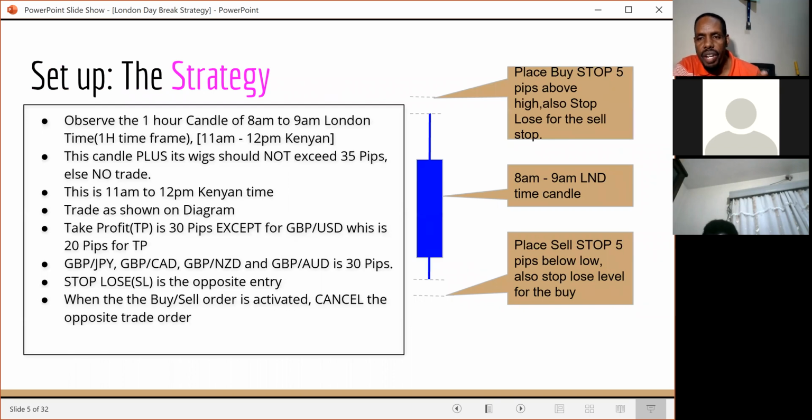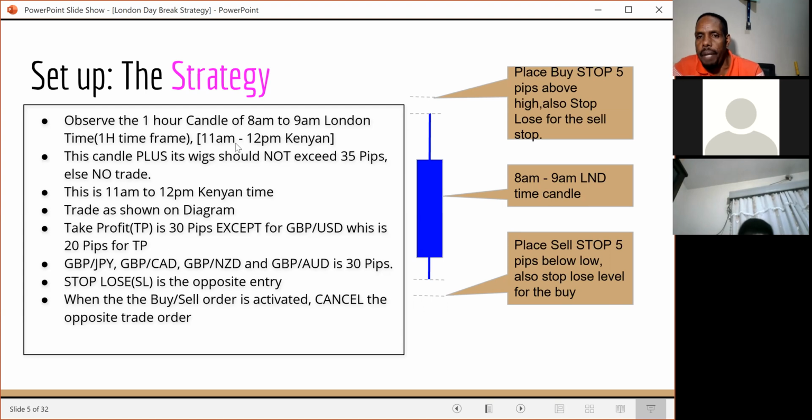Now the strategy is very simple. Okay, the strategy is very simple. You need to observe. It works on the 1 hour time frame. All right, it works on the 1 hour time frame. So what you need to do is observe the 1 hour candle, which is between 8 and 9 London time. And that is for Kenya time, it is between 11 and 12.